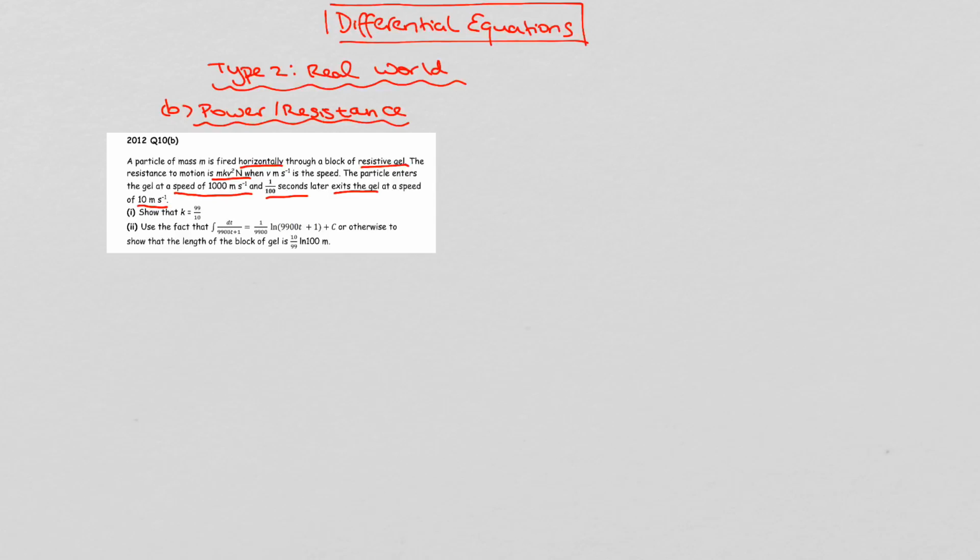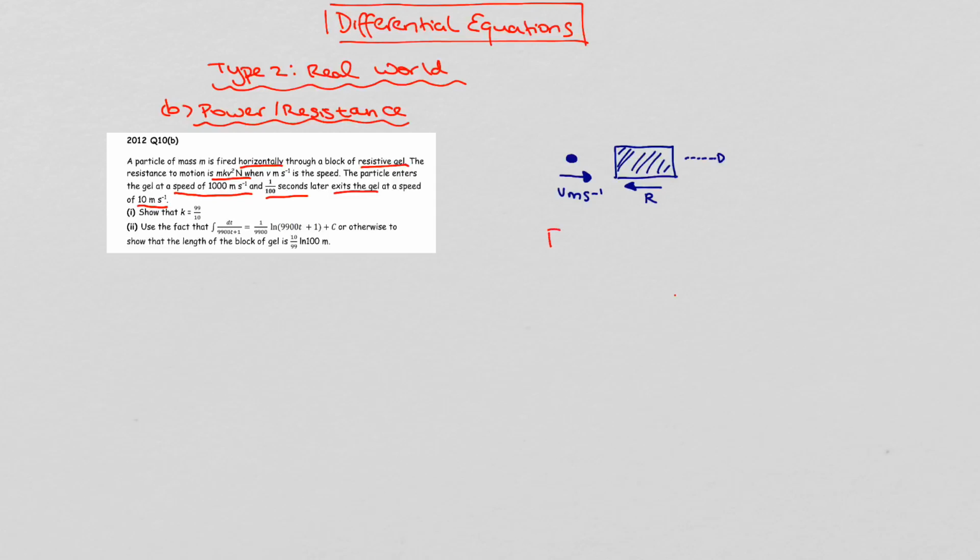So if we do a little sketch to see what is happening, we have a resistive block of gel, and we have a particle that is going to be fired into the block. So it's moving towards the block, and it has a velocity of v meters per second. But on entering the block it is going to cause resistance. In other words, it's going to try and slow that particle down. So we know resistance is an opposing force. And then the particle will emerge. Okay? So if we look at that, then the first thing we want to do is find k.